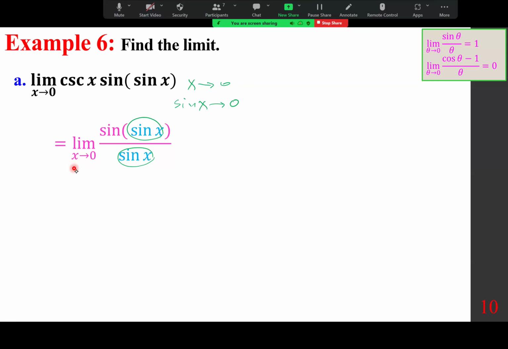Or you can say, okay, let sine x be replaced with theta. So sine of theta over theta, and we said x approaches 0, that means sine x approaches 0. So this one we change it to sine x and therefore theta. And according to this, the answer is 1.